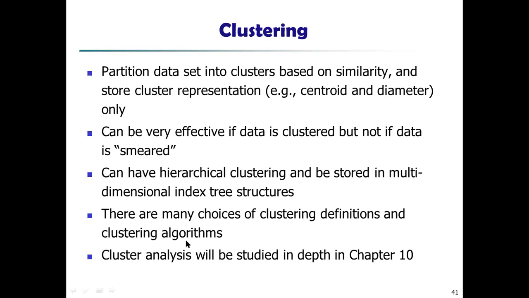Clustering the data: partition the data set into clusters based on similarity, and store the cluster representation, centroid and diameter only. This can be very effective if the data is clustered, but not if the data is smeared. If you have hierarchical clustering, it can be stored in multidimensional index tree structures. There are many choices of clustering depending on clustering definitions and clustering algorithms. Cluster analysis we will discuss in depth in further classes.